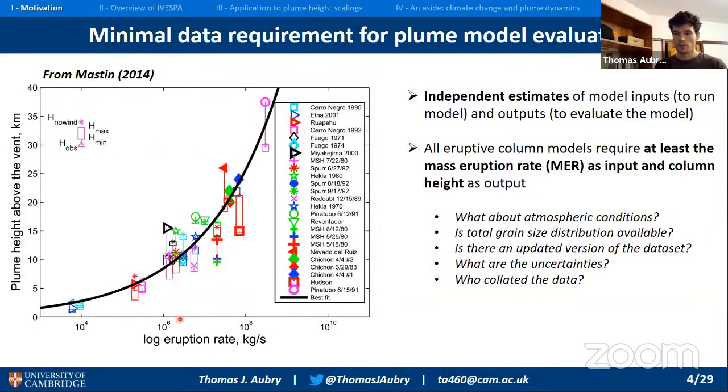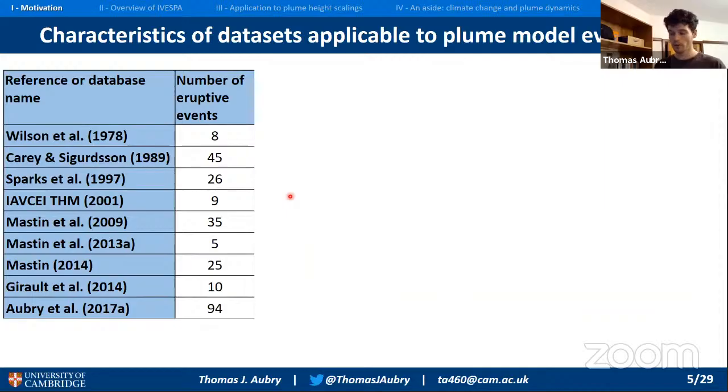So those are the two key parameters you want, but then you could also add atmospheric conditions, depending on the complexity of your model. Some models require grain size distribution. This dataset is from 2014, so you may ask if there's an updated version somewhere, if you have an evaluation to do, where are the uncertainties on this, and so on. So there are lots of other considerations beyond having the mass eruption rate and plume height independently constrained.